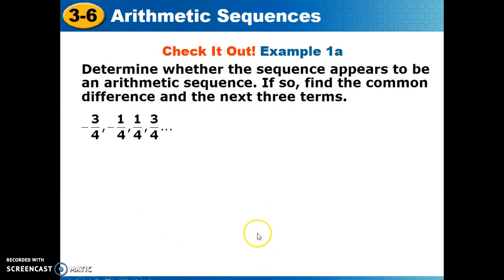Let's try check it out 1a. Determine whether the sequence appears to be an arithmetic sequence. If so, find the common difference. Well, the good news here is the denominator is always 4. So let's just deal with the numerator.